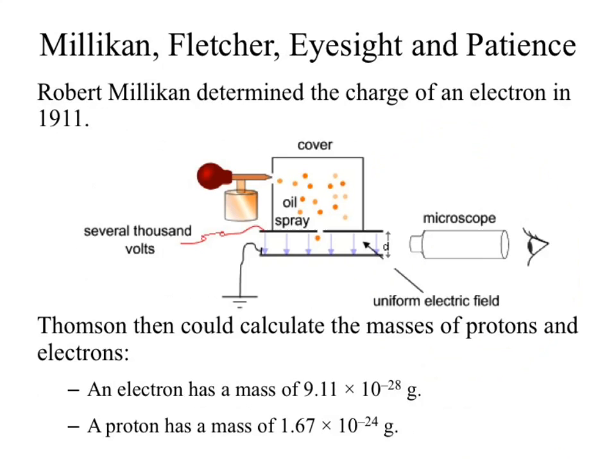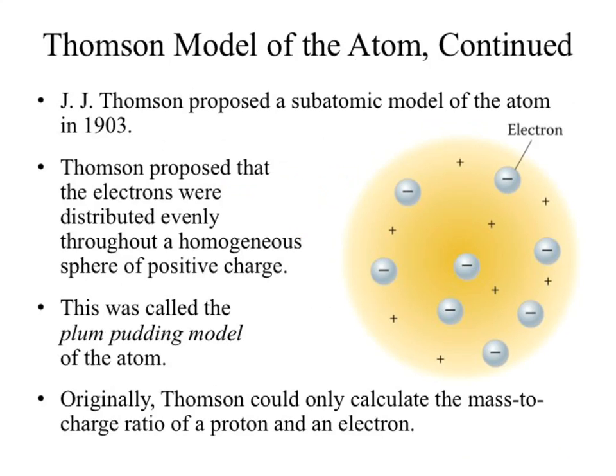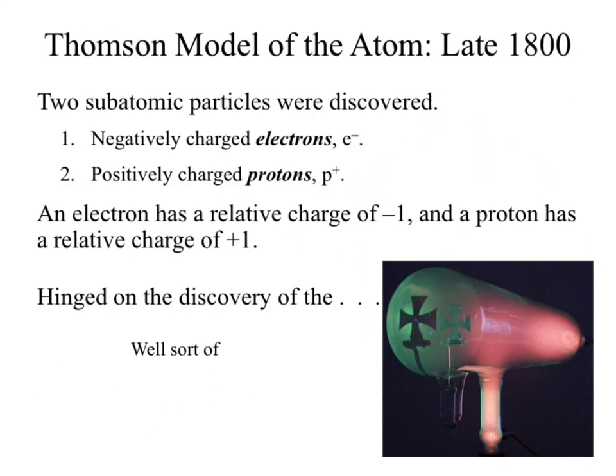Millikan and Fletcher were able to build an experiment. It's typically referenced to Millikan, but Fletcher was somebody that helped him out with this. Took a lot of eyesight and a lot of patience to set up this experiment. Okay. The reason they had to do this experiment was that when we went through and looked at Thomson's model, I think I've even got it further back, he was only able to come up with relative charges of negative and positive. He couldn't tell you what the exact charge was.